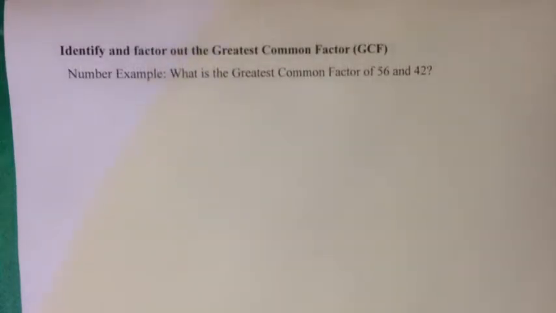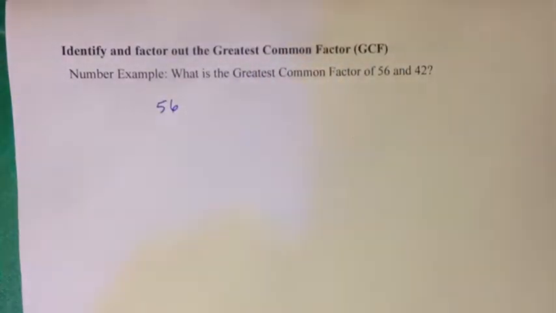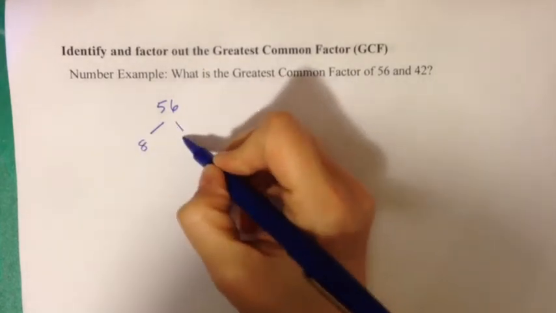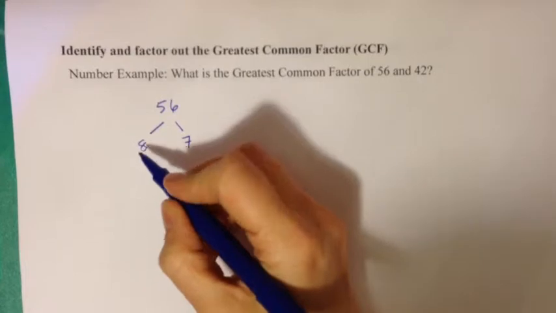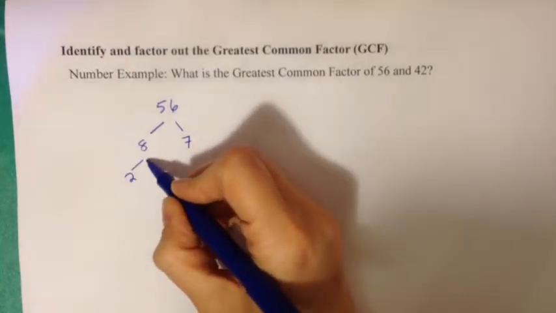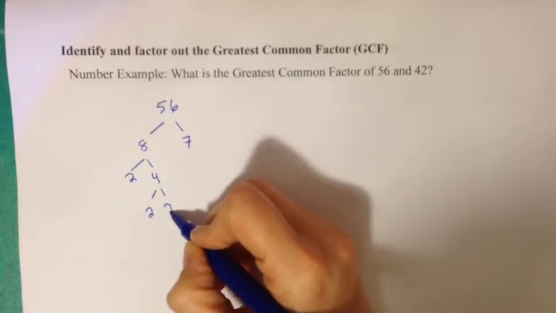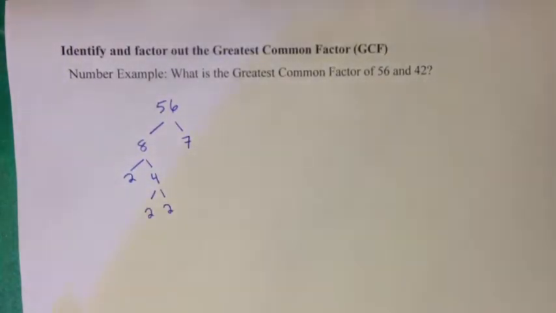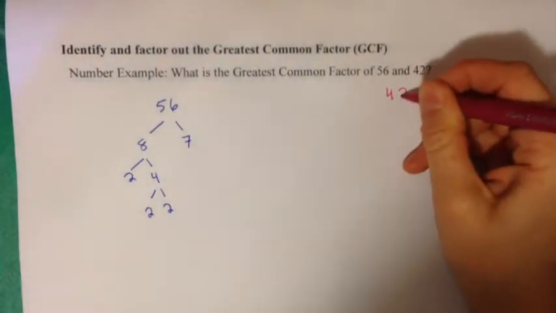I'll start by finding the factor tree for 56. 56 is 8 multiplied by 7. Now 7's prime, so it doesn't break down anymore, but 8 can be broken down into 2 times 4. And finally, 4 can be broken down into 2 times 2. Now at the ends of my branches, I don't have any more numbers that can be broken down. So we'll move on to trying to factor 42.